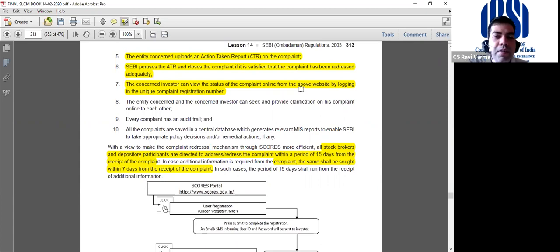And there is one more query: why are other platforms there? I would like you to guide me on the other platforms, because I think for SEBI purposes there is only this platform. So there is no other platform other than SCORES to initiate a complaint against a company. This is the only one platform.